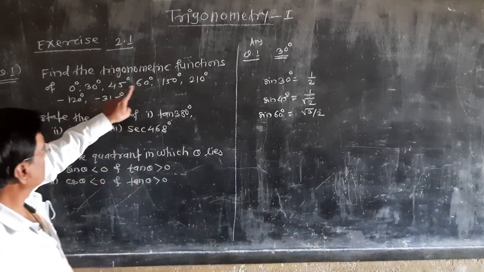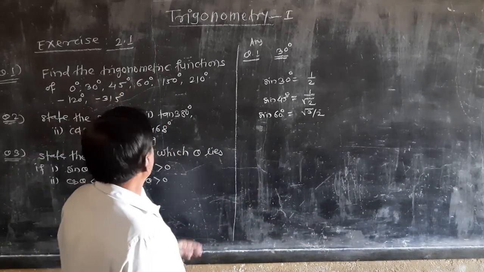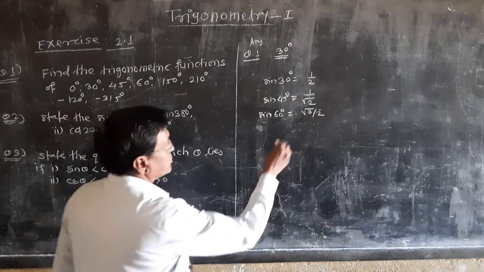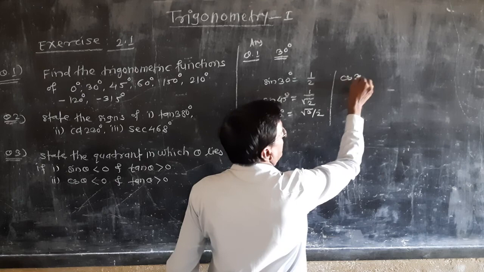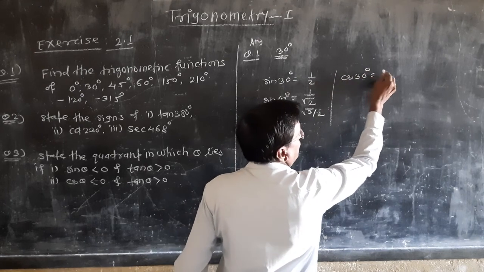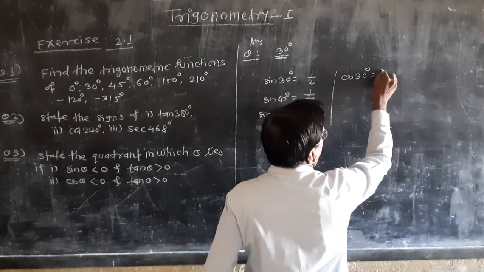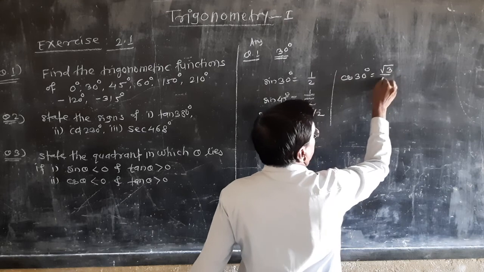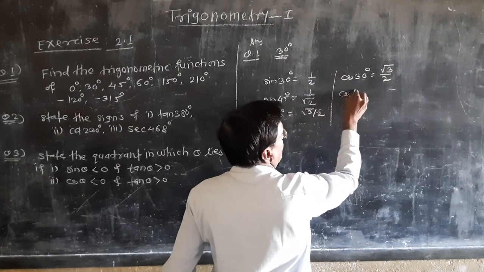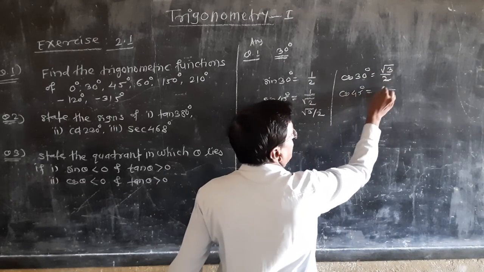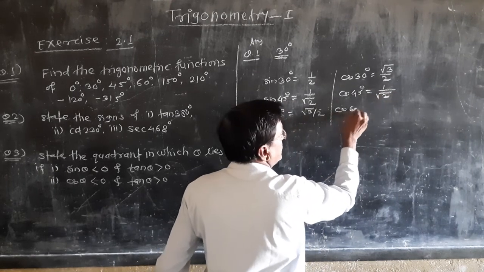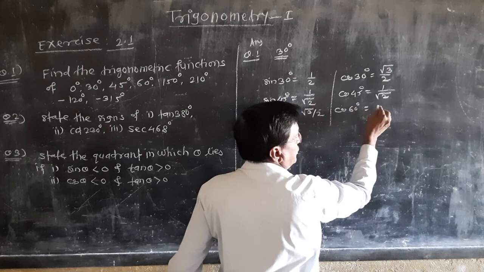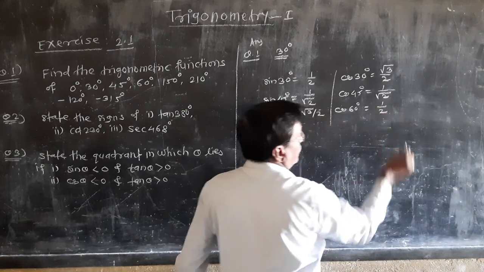Like this. And cos, similarly, cos of 30 degree: cos 30 is √3/2. Cos 45 degree is the same, 1/√2. And cos of 60 degree is 1/2.